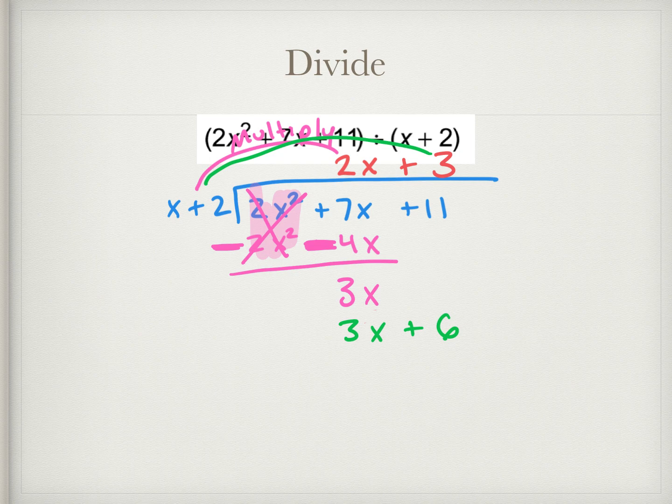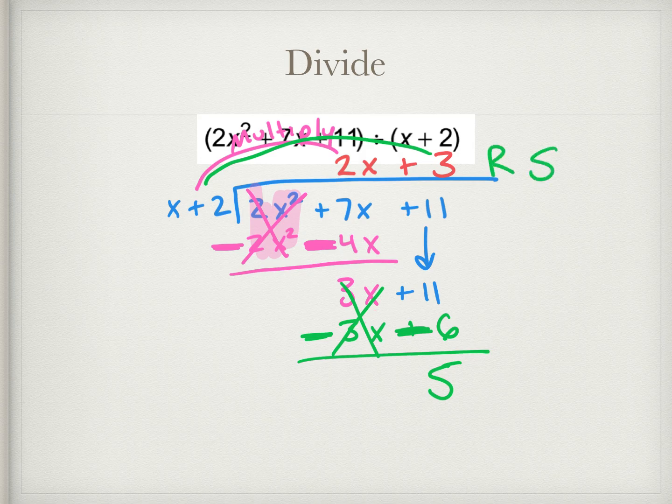What's next? Change a sign. Change a sign. And we bring down the 11. And add them together. What's 3x minus 3x? Cancels. What is 11 minus 6? 5. Perfect. 5 is our remainder. So once you run out of space here, we can't go any further. After that, it's just our remainder.